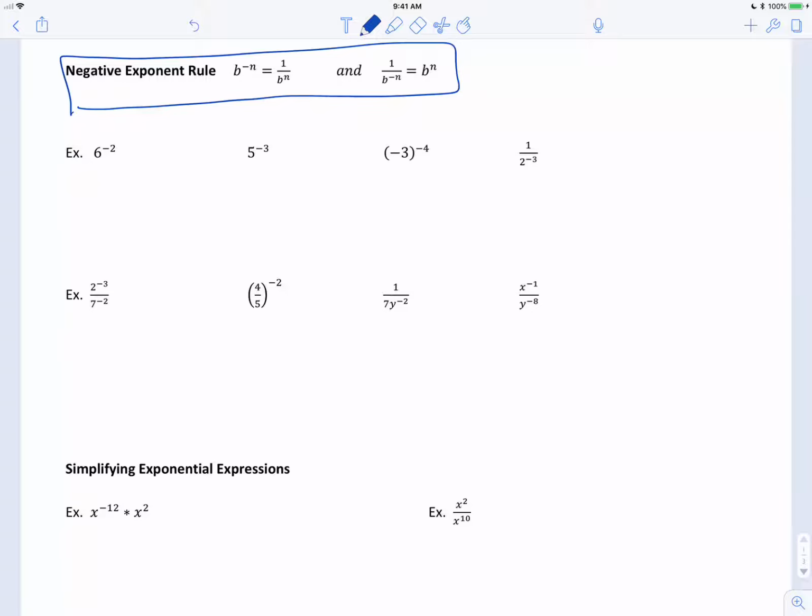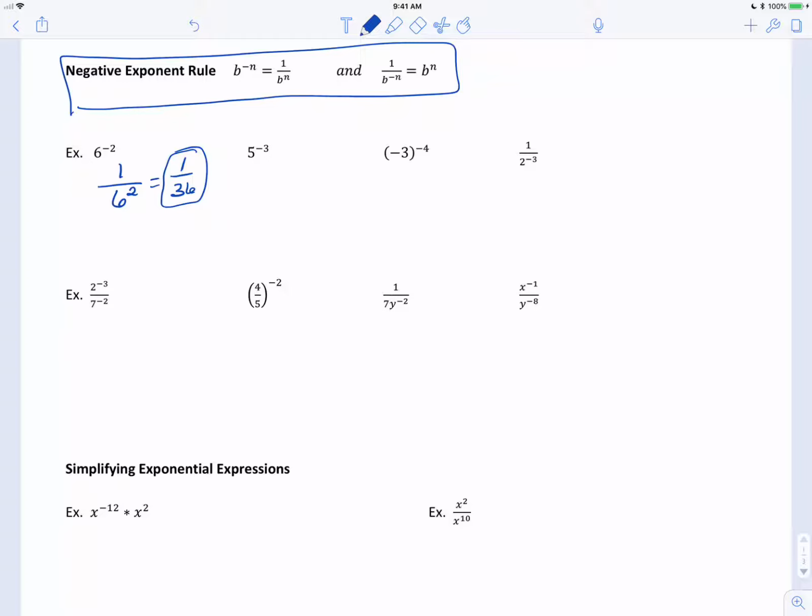Okay, so let's work a few problems with what we do with our negative exponents. All right, so the first example, 6 raised to the negative 2 power. Well, that means we're going to put him on the bottom, which means 1 goes on the top, 6 is on the bottom, now with a positive 2 exponent. Well, 6 squared is 36, so that becomes 1 over 36.